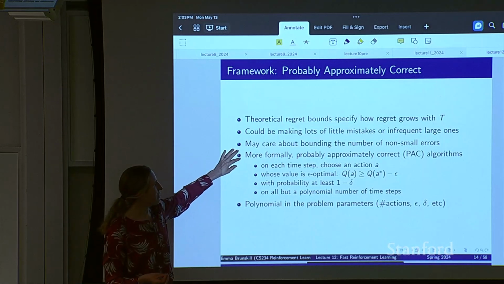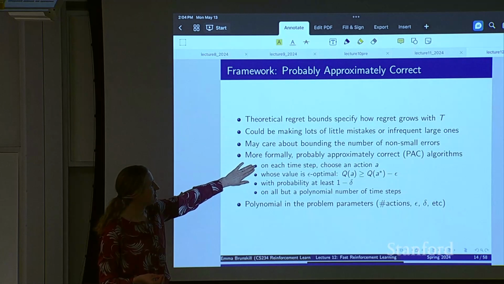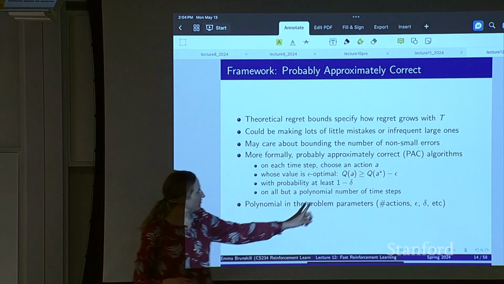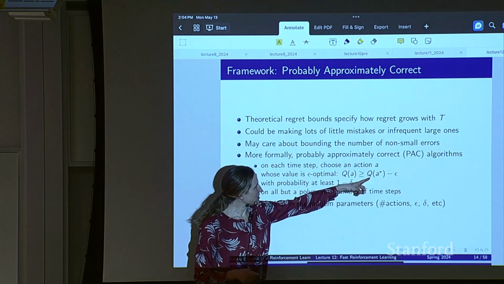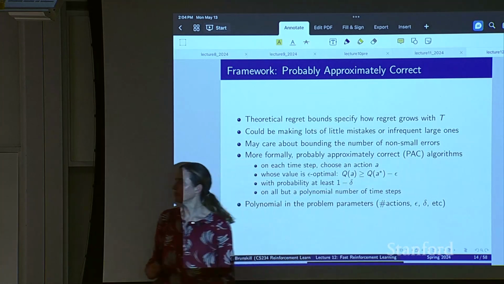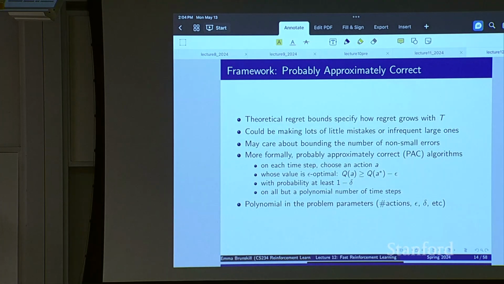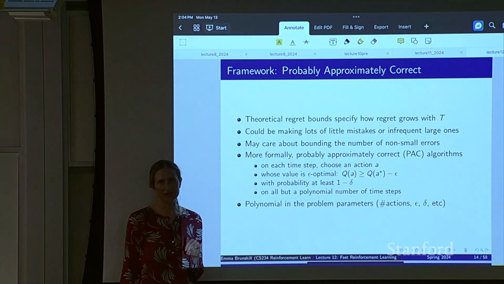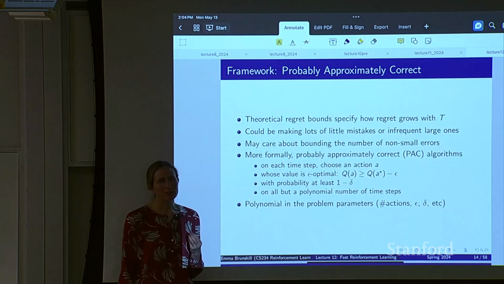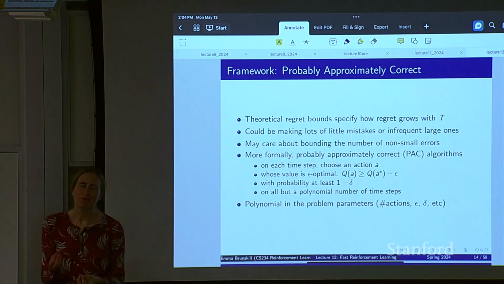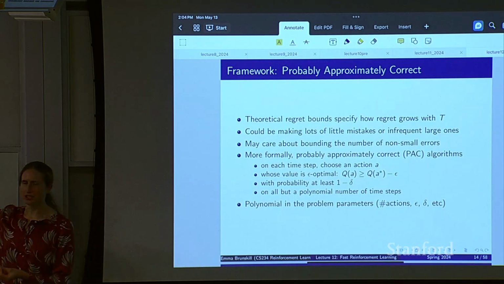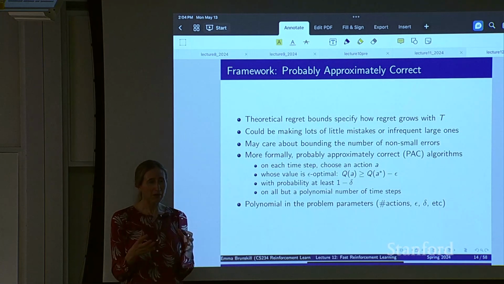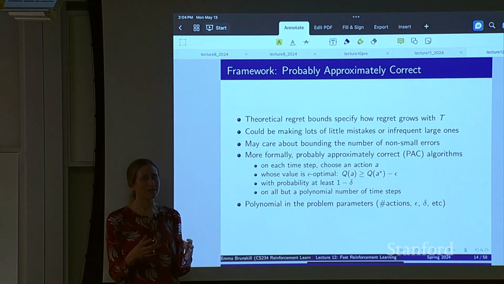So the idea in a PAC algorithm is that on each time step, a PAC algorithm is going to choose an action whose value is epsilon optimal, meaning the value of the action that's taken is at least the value of the optimal action minus epsilon. So that means that we're in this region, with high probability on all but a polynomial number of time steps. Essentially it's saying that the majority of the time your algorithm is making good decisions. Good here being defined as epsilon optimal, but sometimes we'll make bad decisions. But we're going to say with high probability, the total number of bad decisions we make is not too many.